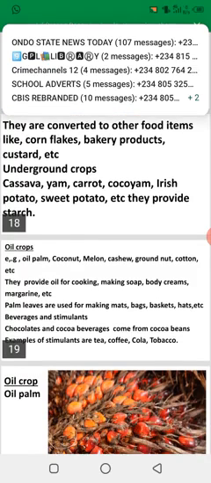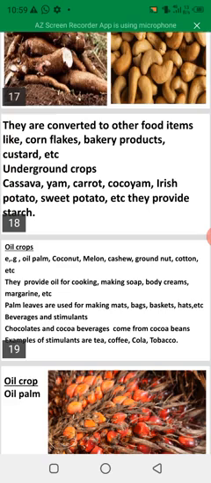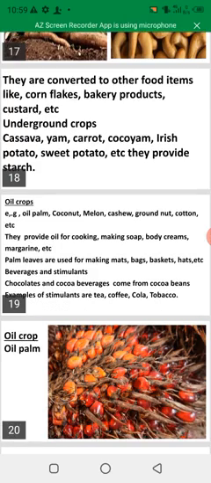Then we have the oil crops. Examples of oil crops are oil palm, coconut, melon, even cashew, groundnut and cotton. They provide oil for cooking, soap making, body cream, and margarine. We also have what? The leaf from palm. We call it palm leaves, used for making mats, bags, baskets, and hats. And we also have what? Beverages and stimulants, e.g.